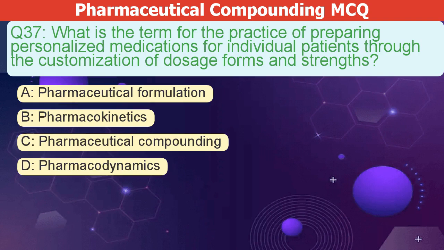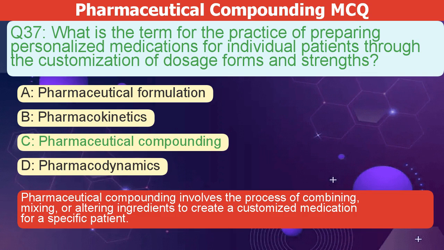What is the term for preparing personalized medications for individual patients, customizing dosage forms and strengths? A. Pharmaceutical formulation. B. Pharmacokinetics. C. Pharmaceutical compounding. D. Pharmacodynamics. The correct answer is C. Pharmaceutical compounding involves combining, mixing, or altering ingredients to create customized medication for a specific patient.